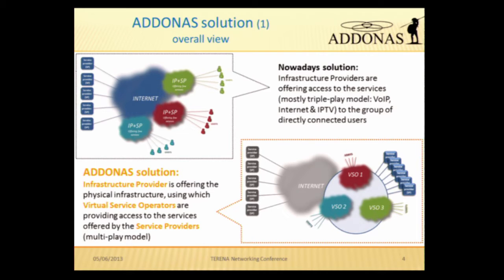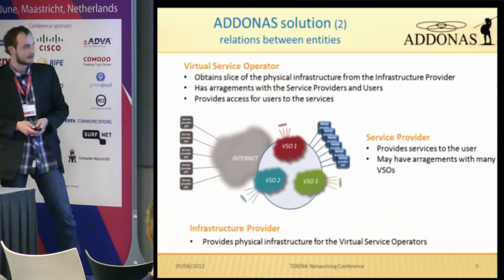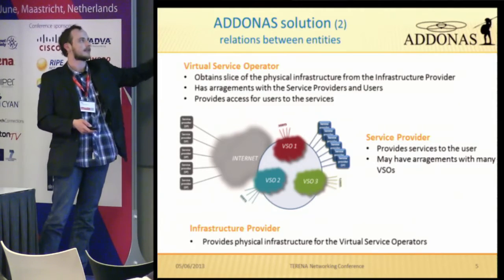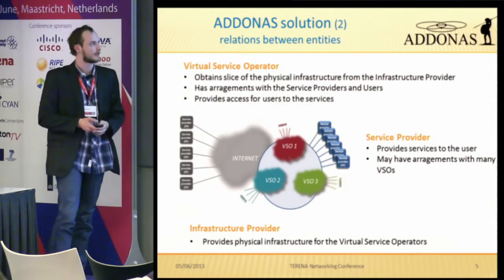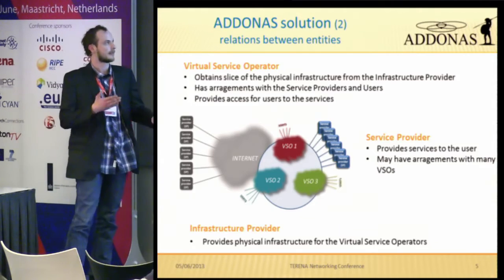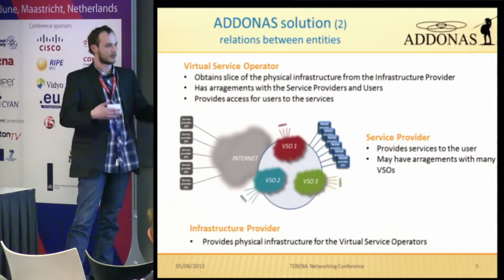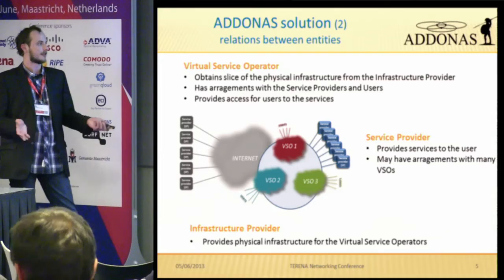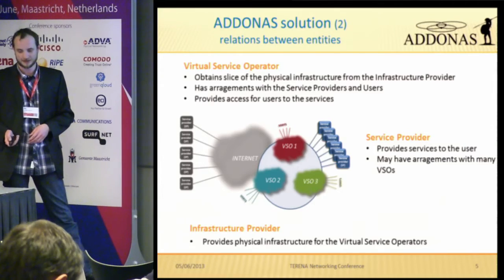But the most important thing here is that service providers are connected directly to the infrastructure, where each VSO, each virtual service operator, might gain access to these services. Here, as you can see, is the infrastructure provider, and the virtual service operator, which obtains a slice of the physical infrastructure from the infrastructure provider, has an arrangement with a set of service providers and users in order to provide services to them. And we have, of course, service providers which provide content and services to each of them.